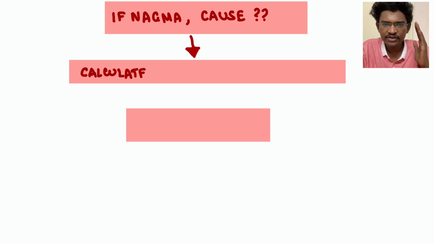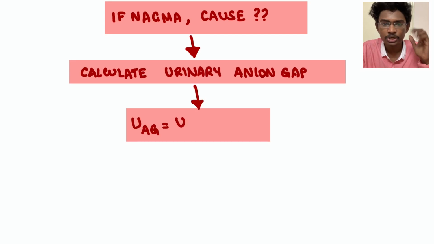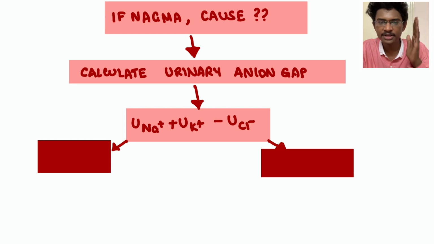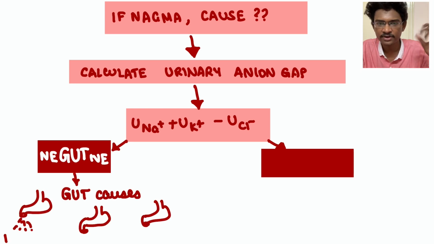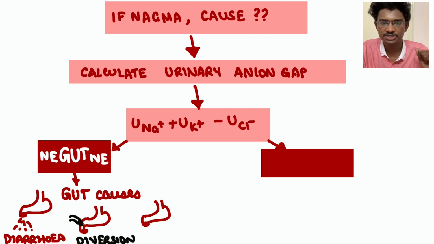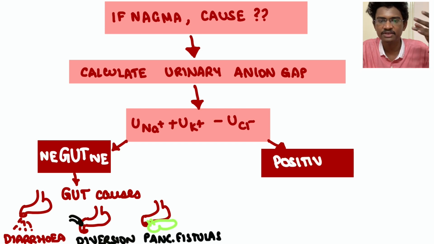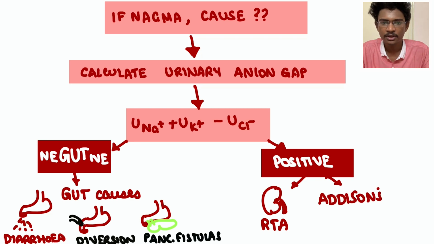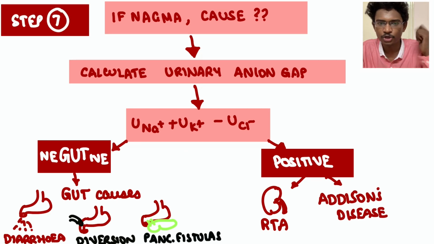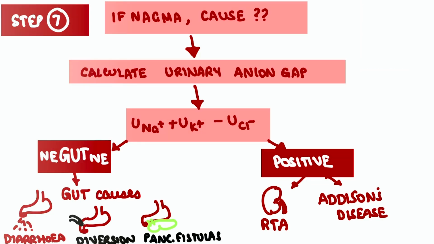Yes. After finding out NAGMA, you should go and calculate the urine anion gap. The formula is different for it: urinary sodium plus urinary potassium minus urinary chloride. If this urinary anion gap is negative, then it's a gut cause. Remember, negative means gut causes like diarrhea, diversions or pancreatic fistulas. If it is positive, then think of the other two causes, renal tubular acidosis or Addison's disease.